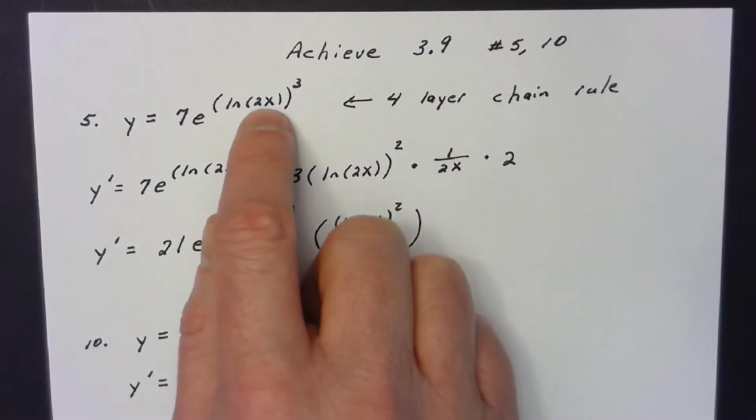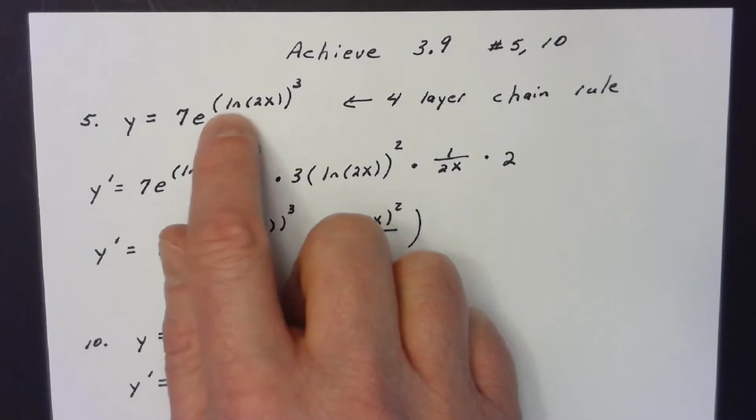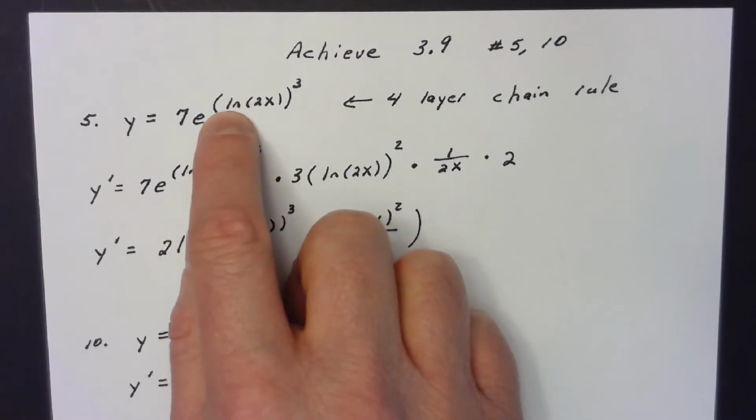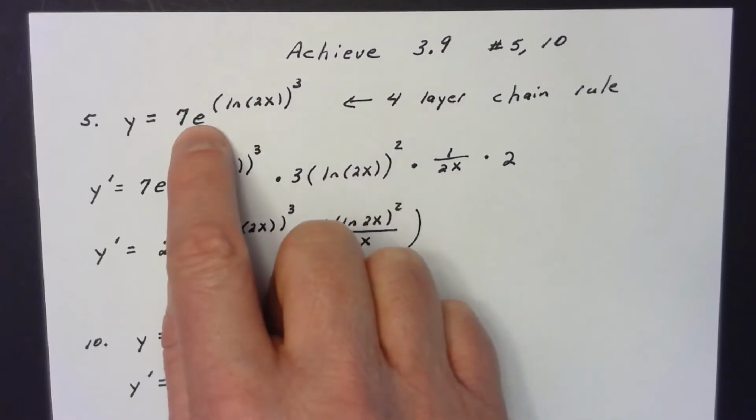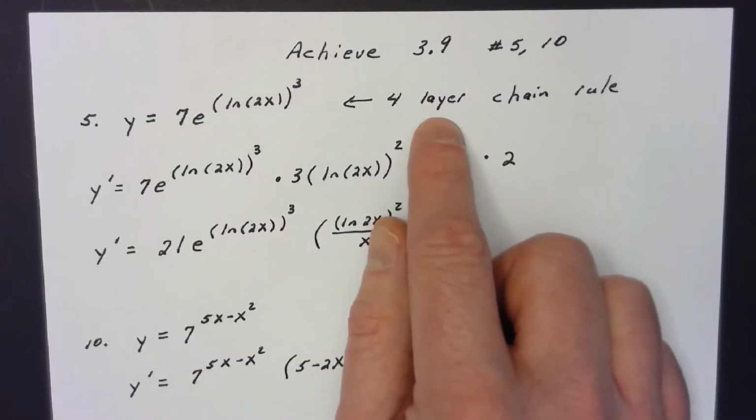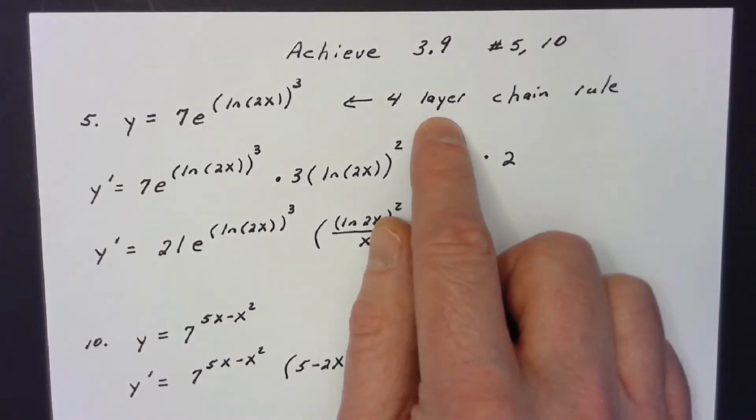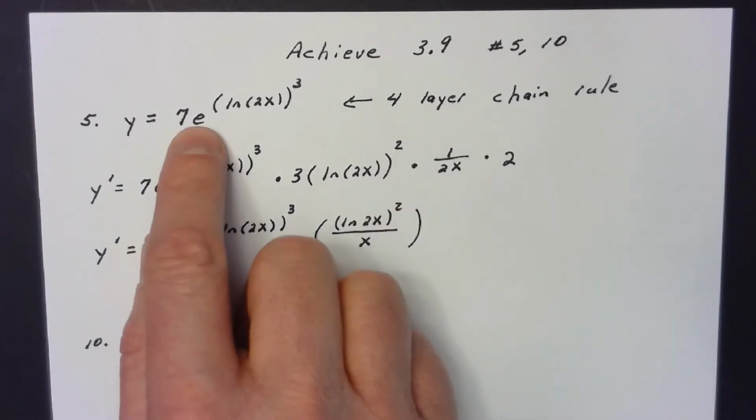So the reason I say it's 4 layers is because you have the function 2x, layer 1, inside of the natural log function, layer 2, inside the function x cubed, layer 3, and then all of that is the exponent of the exponential function e, and that's layer 4. So now you say, okay, when you take your derivative, you take the derivative outside in, so you take the derivative of the outermost function first.